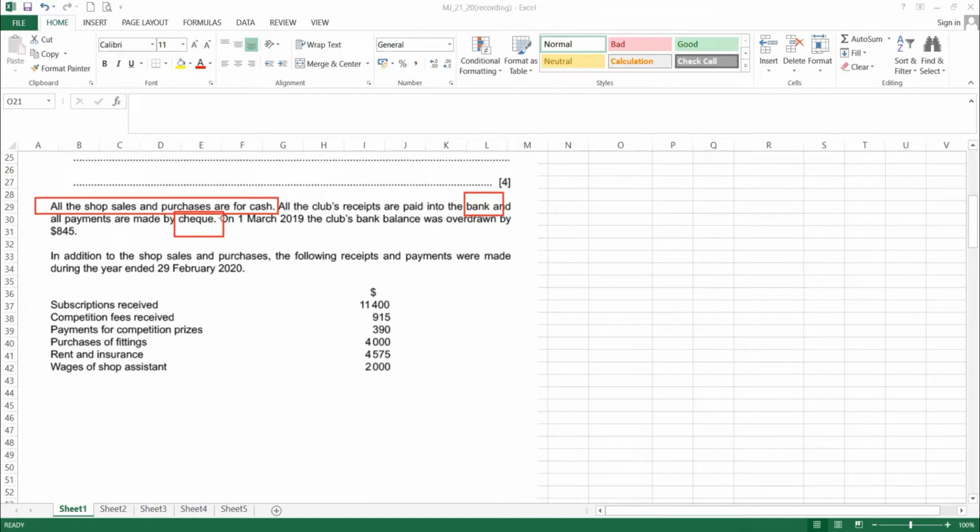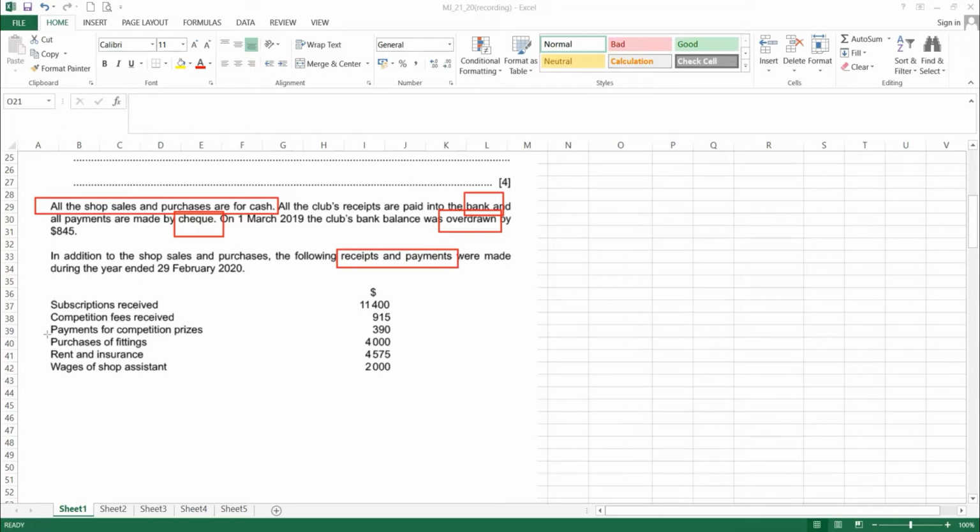Okay, next. On 1st March 2019, the club bank balance was overdrawn. Overdrawn means overdraft. Bank overdraft is a balance brought down on the credit side, a liability. In addition to the shop sales and purchases, the following receipts and payments were made during the year ended 29 February 2020. Subscription receipt, this is an income. Competition fee received, this is also income. So when you receive income, that means debit, your receipt and payment account should be on the debit side.